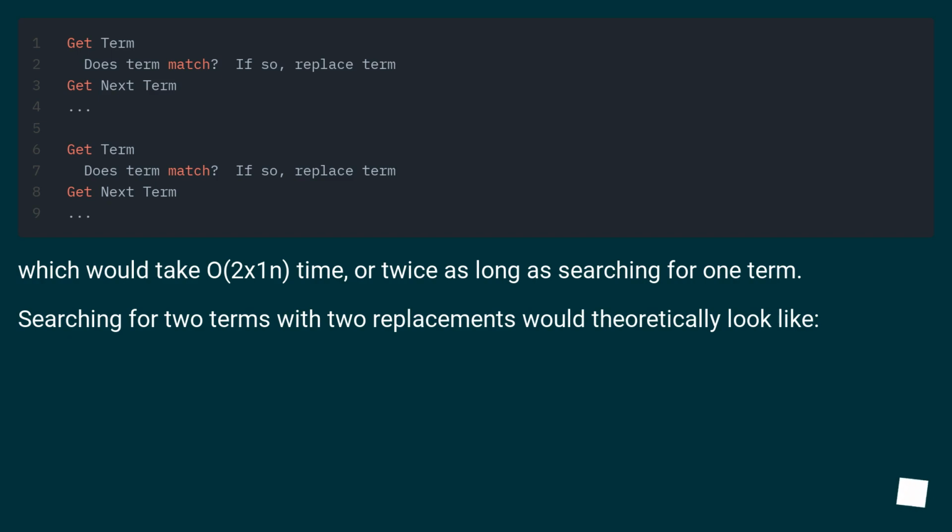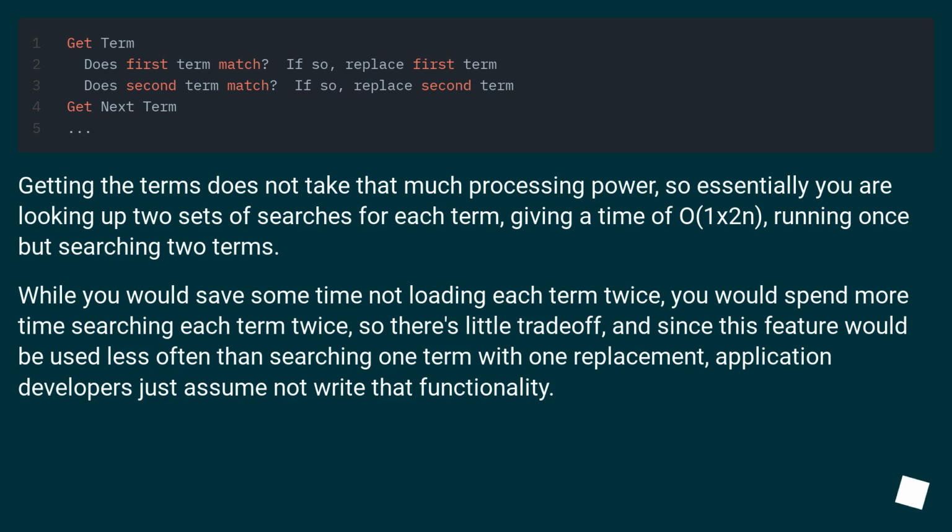Searching for two terms with two replacements would theoretically look like this. Getting the terms does not take that much processing power, so essentially you are looking up 2 sets of searches for each term, giving a time of 1/2n, running once but searching 2 terms. While you would save some time not loading each term twice, you would spend more time searching each term twice, so there's little trade-off, and since this feature would be used less often than searching one term with one replacement, application developers just assume not to write that functionality.